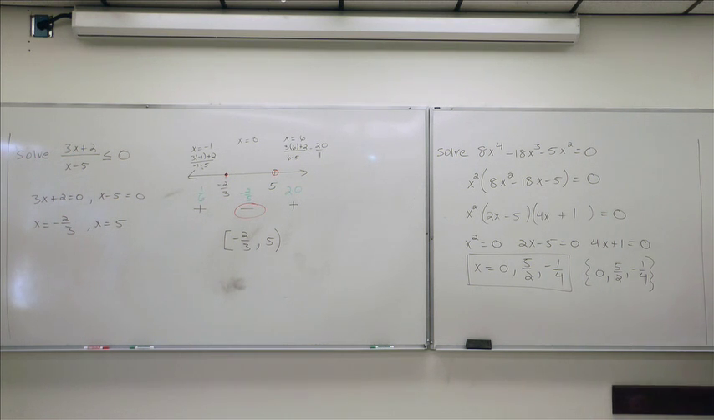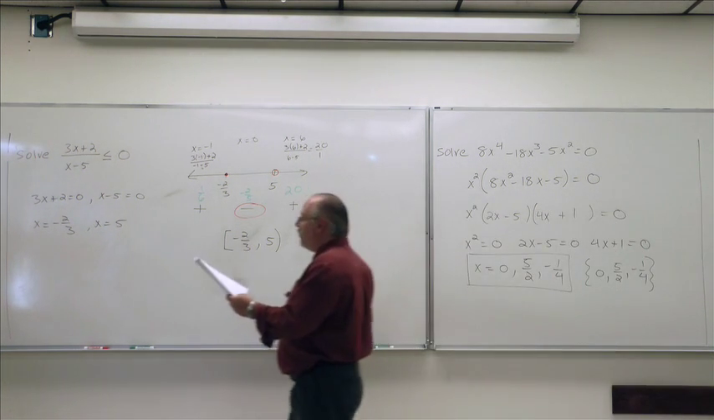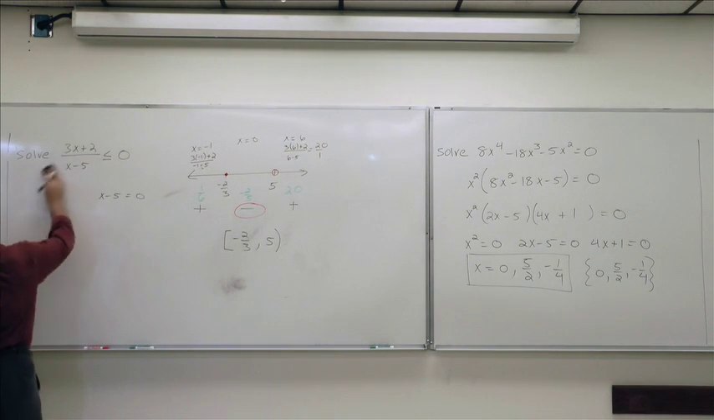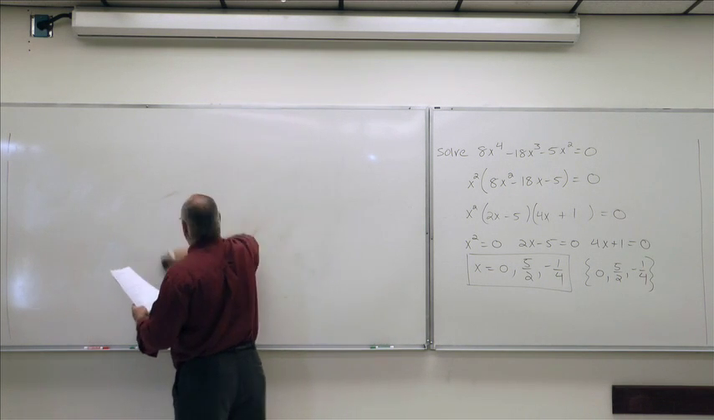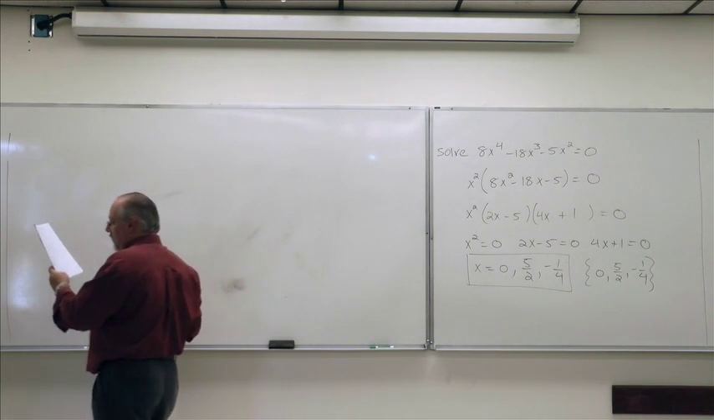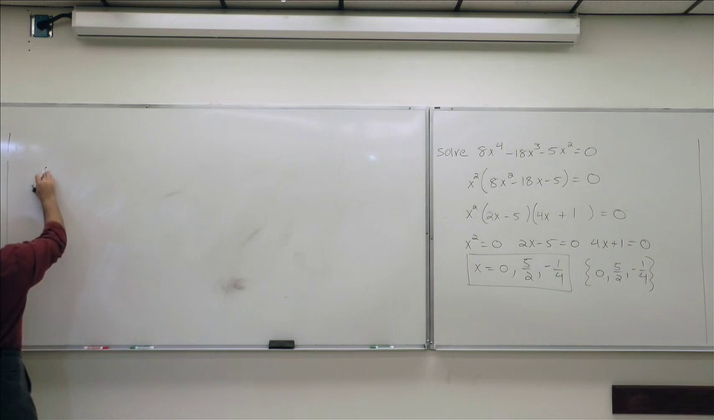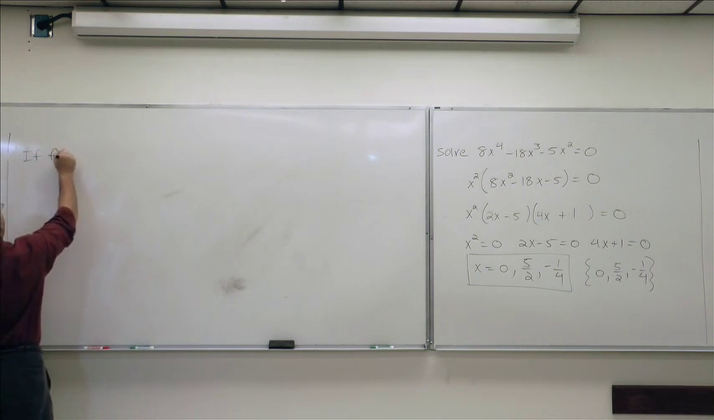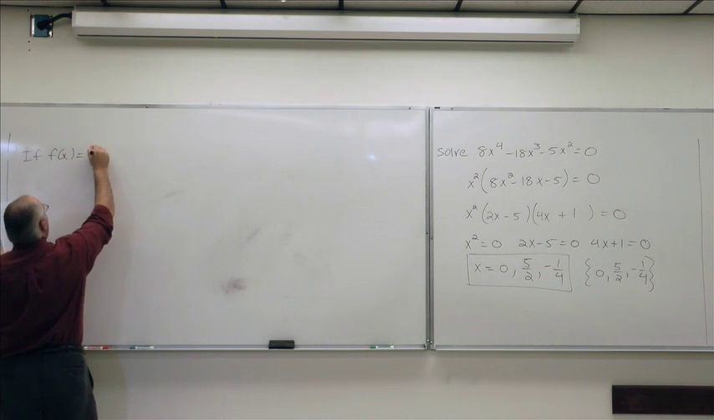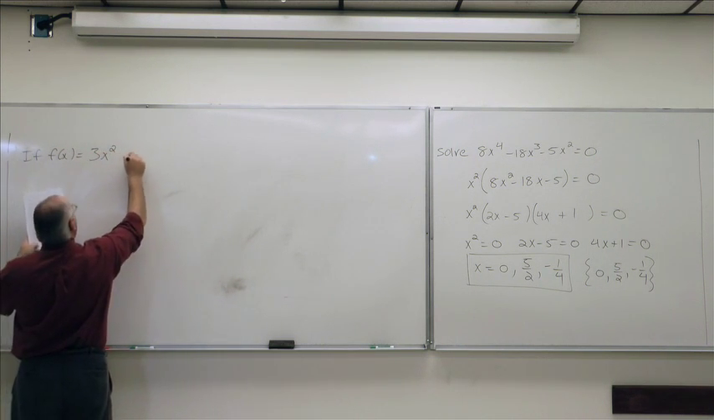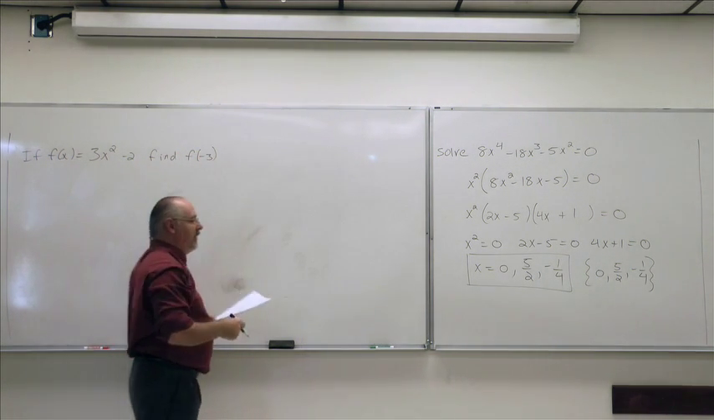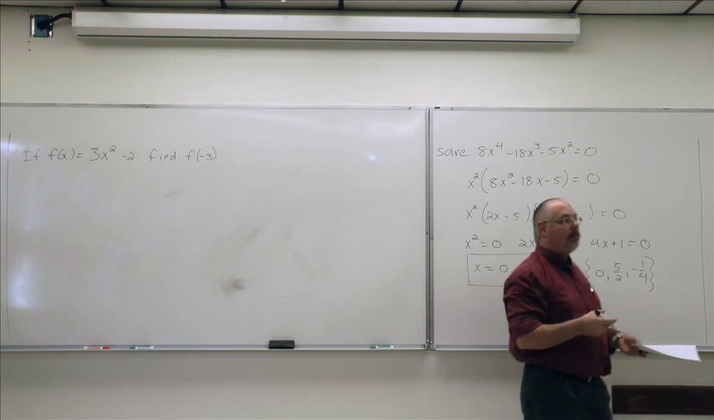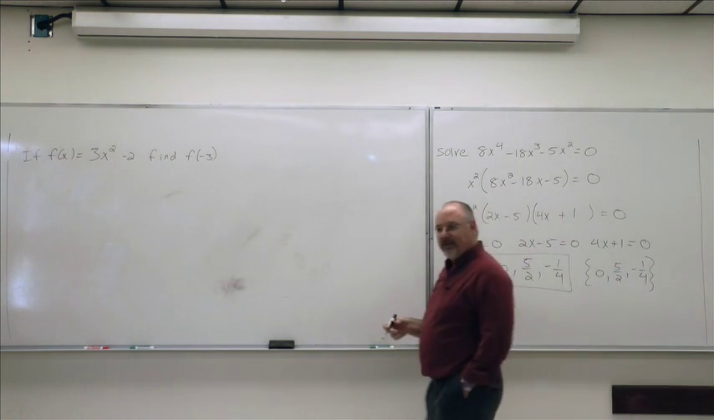All right, next topic on the list is functions. The question was specifically about composite functions, but we can go over a couple of different things here. This one is number 7 on the review. If f of x is equal to 3x squared minus 2, find f of negative 3. Now this is a fairly simple problem. It's also very easy to get it wrong.